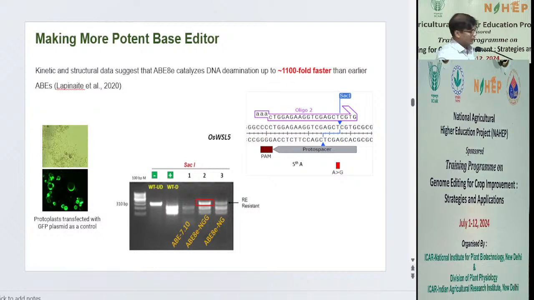And you can see this example. This is the earlier version of ABE that I have just described, ABE 7.10, and this is ABE8 NGG and ABE8 NG. Can you tell me what NGG and NG are? Anybody, if you are already exposed to it? What are NGG and NG?